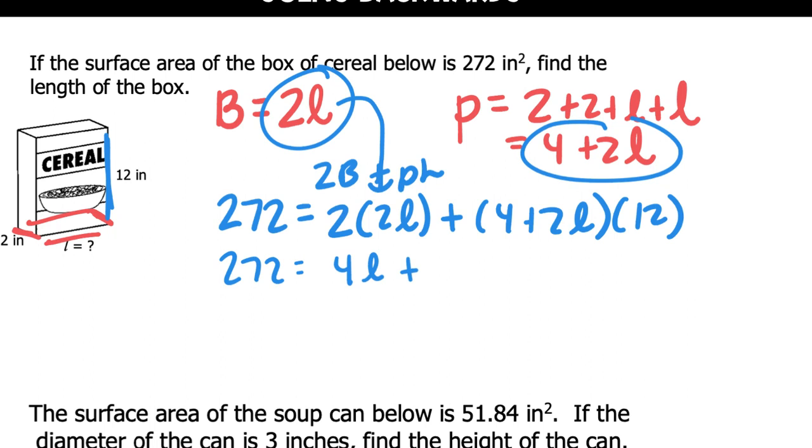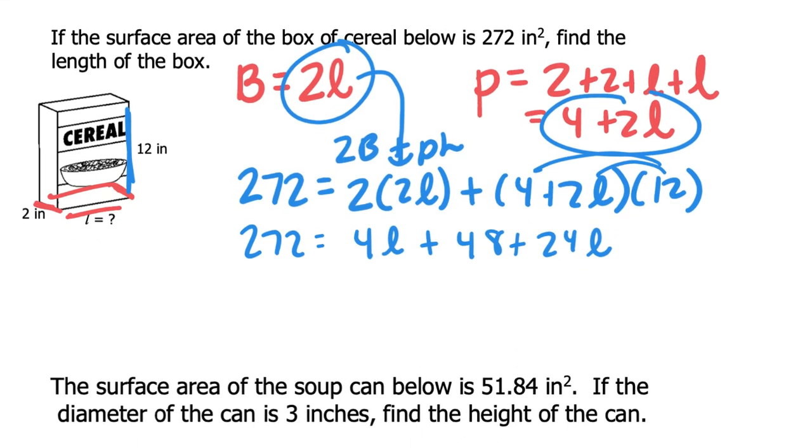I'm going to distribute this 12. So I get 12 times 4 is 48, plus 12 times 2 is 24. So I have that. Combine like terms. You have 272.